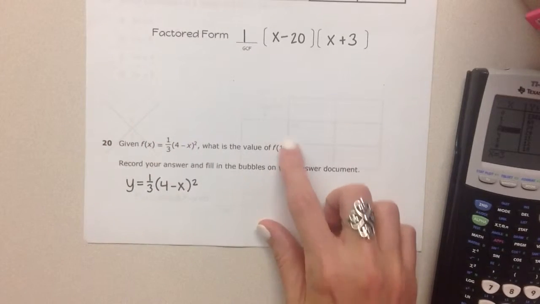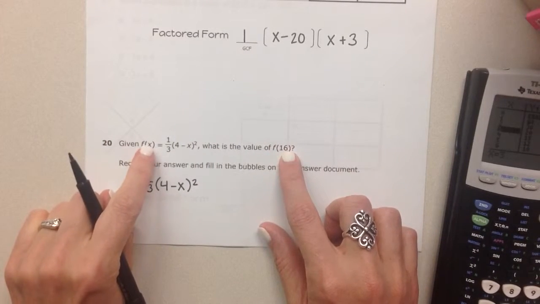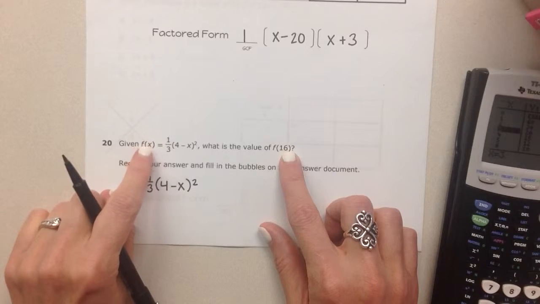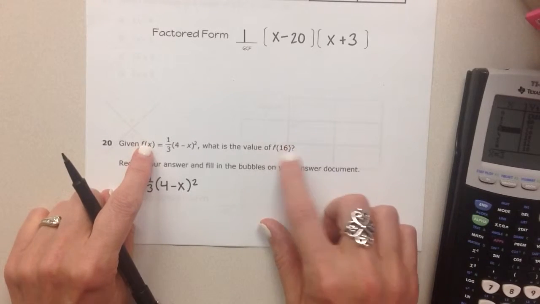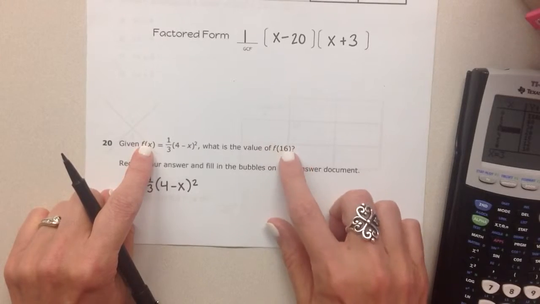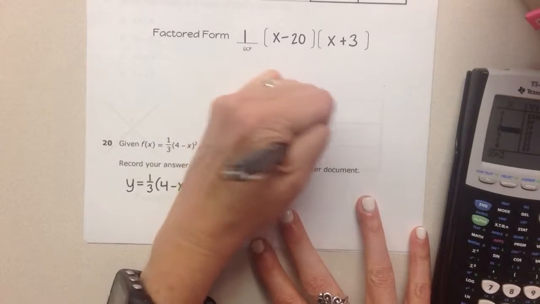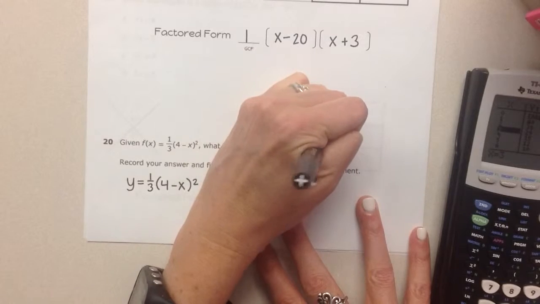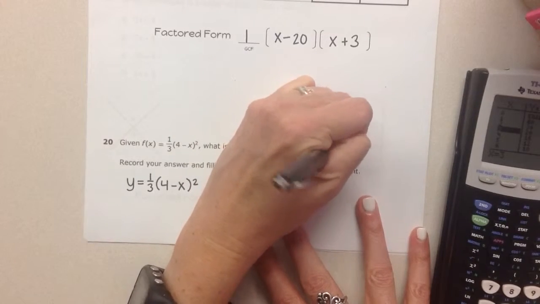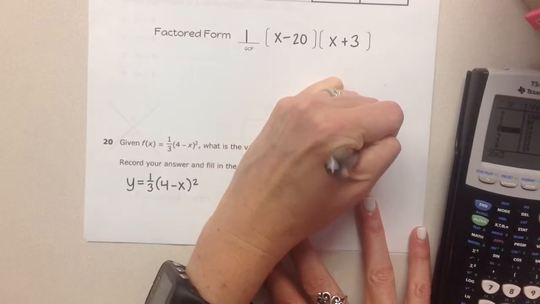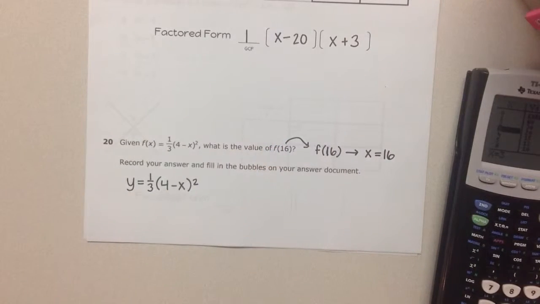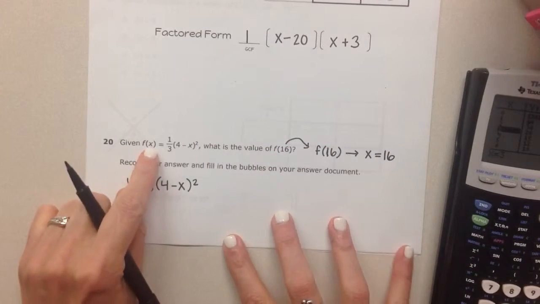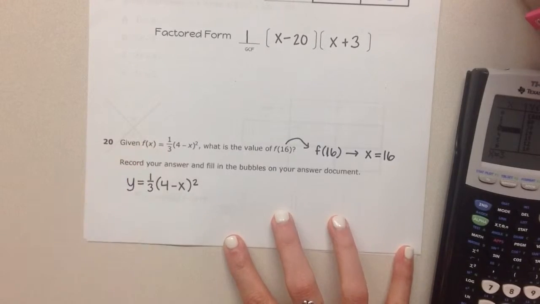And then you're probably wondering what this is. Well, it's kind of giving you a clue over here. Look what letter is inside the parentheses. It's x. So if you see f of a number inside parentheses, they are telling you this f of 16 is telling you that x is 16. Okay? Because it's inside the parentheses where f of x is, where x is over here.